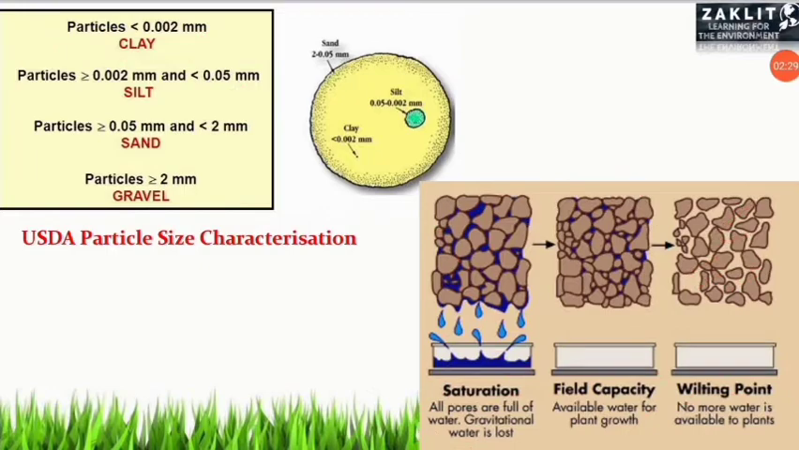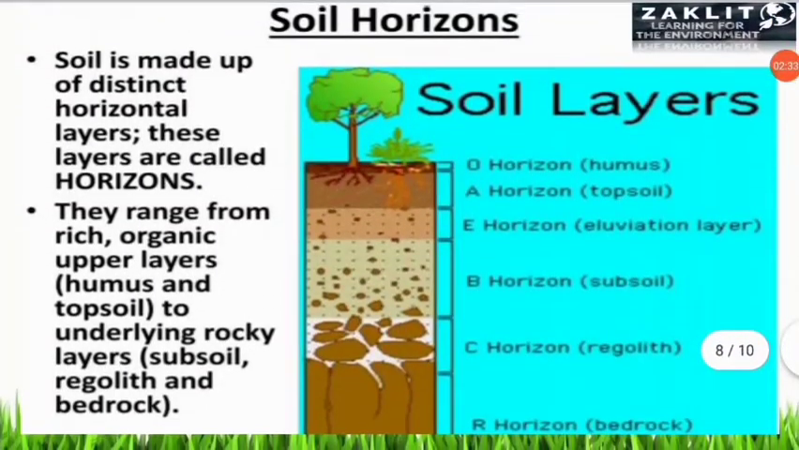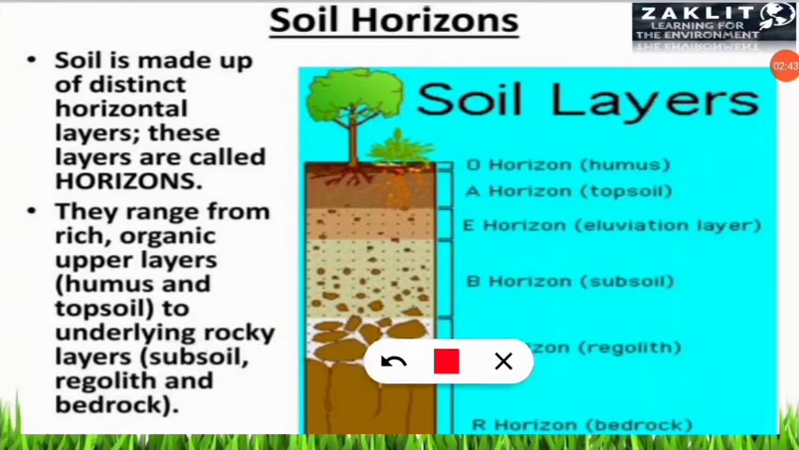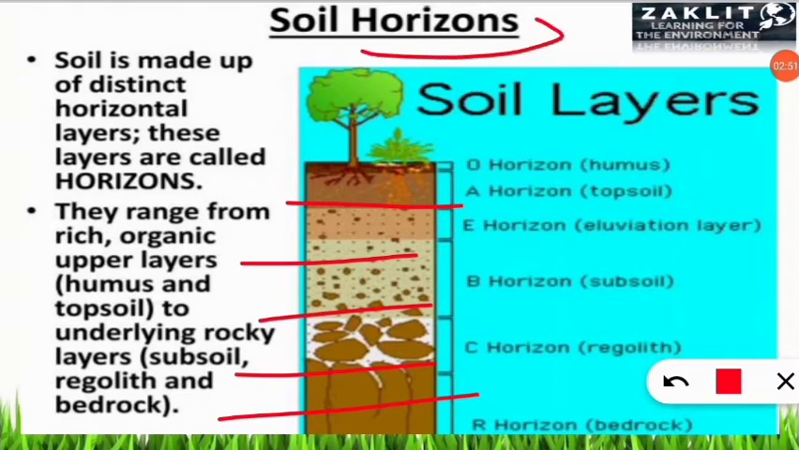Now we will know one of the very important topics, and in school days we have learned soil horizons. So here I will discuss some of the important things which you haven't learned in school days and some of the things which you already know. So first of all, why is it called horizons? Horizons means the soil layers are categorized into horizontal layers. So the word horizon came from horizontal. So it is made up of distinct horizontal layers which are called horizons.